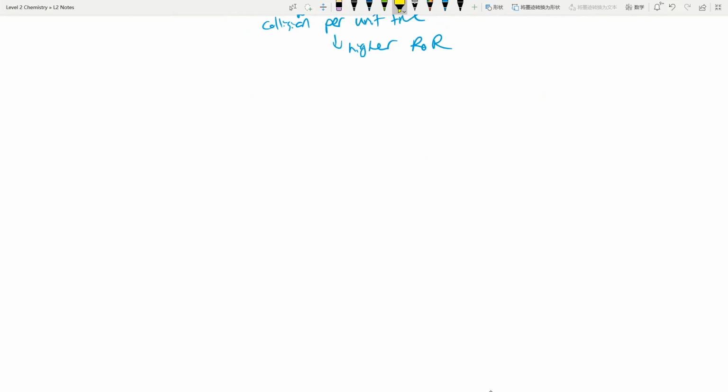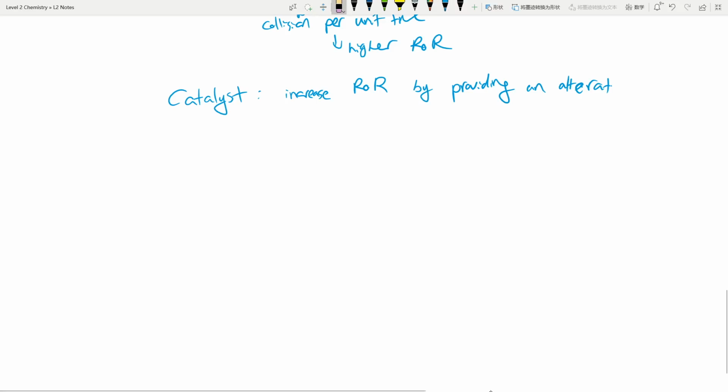Now the next one is catalyst. A catalyst is something that's really easy to spot. In the questions, they have tables, and you see a random chemical that doesn't seem relevant, but it speeds up the rate of reaction. So what does a catalyst do? A catalyst increases the rate of reaction, I'm just abbreviating here, by providing an alternative pathway.